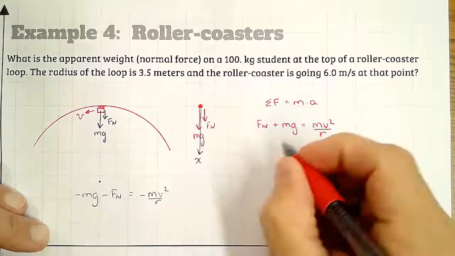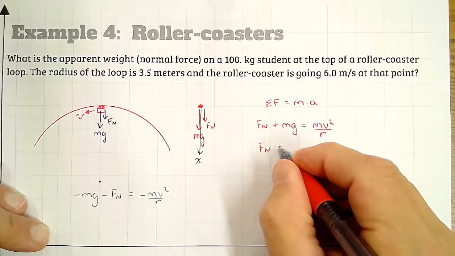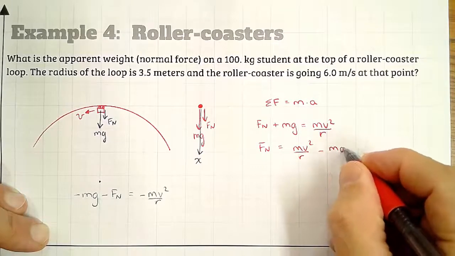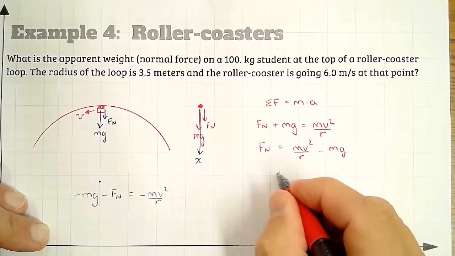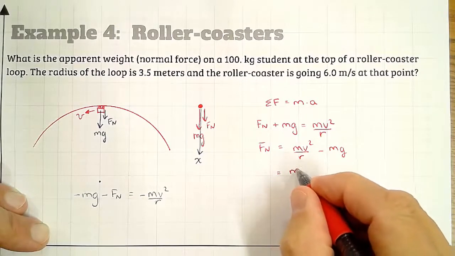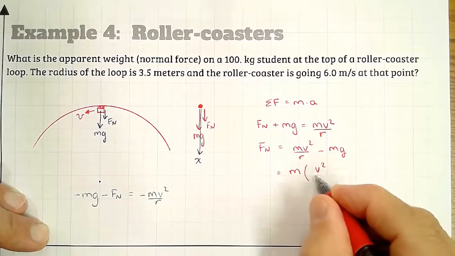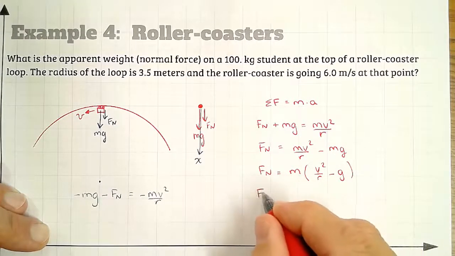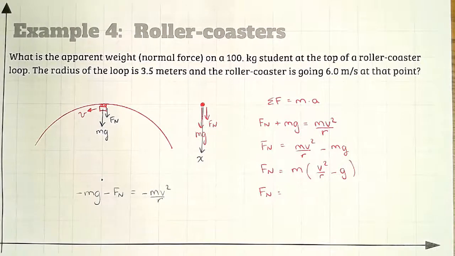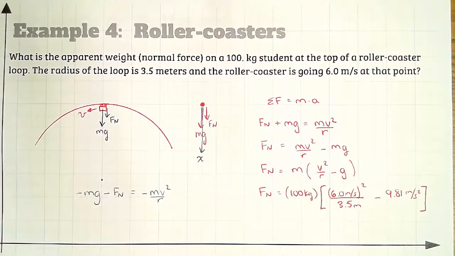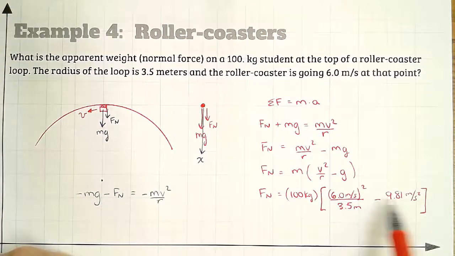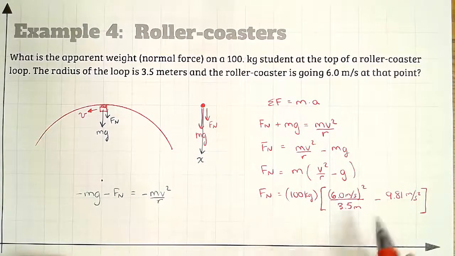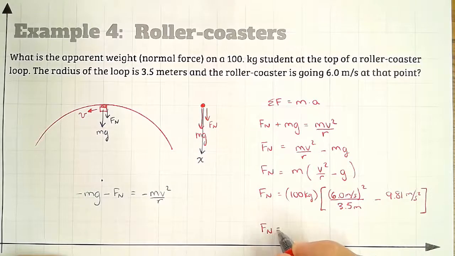All right, so now that we have this, we can solve for the normal force. The normal force will equal mv squared over r minus mg. Actually, I'm going to factor out a mass, and I'll get m times v squared over r minus g. That is the normal force. And then, of course, you can plug in all your numbers to get the answer. I get this expression when I plug in the mass, the radius, and the velocity, and then I can plug that into my calculator.